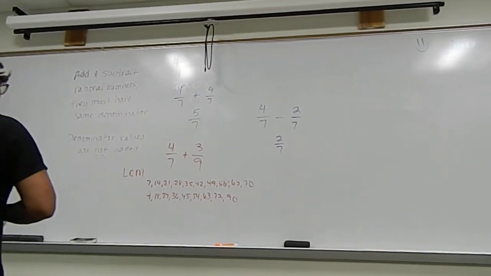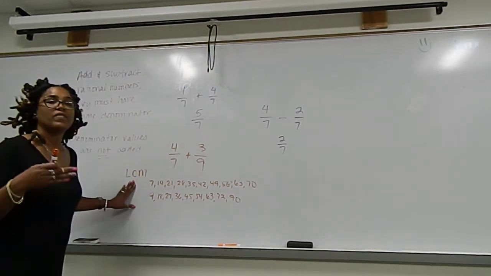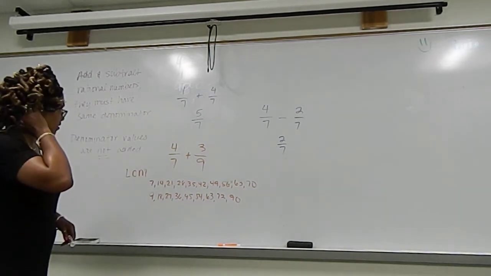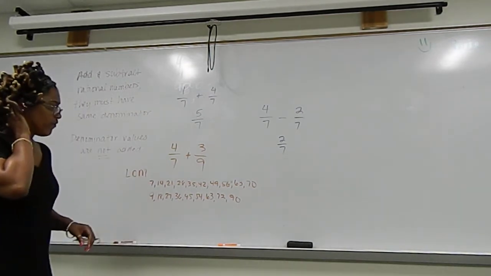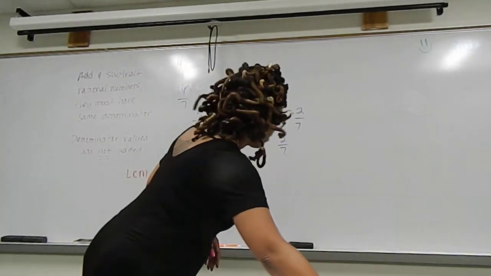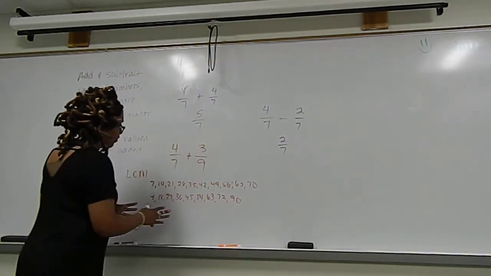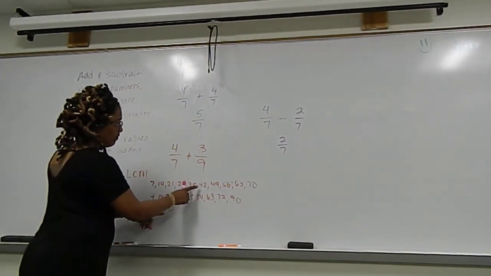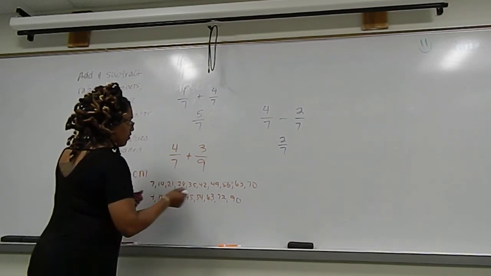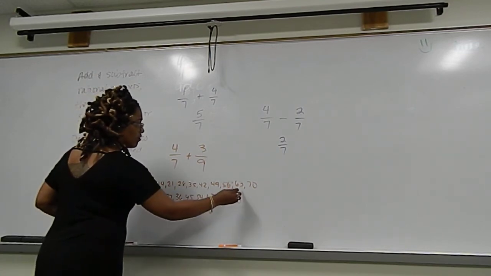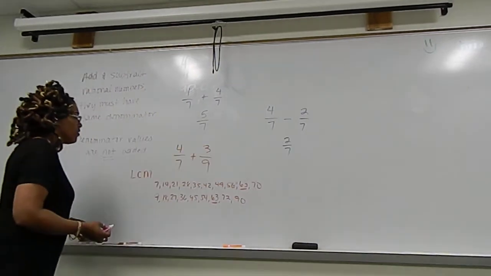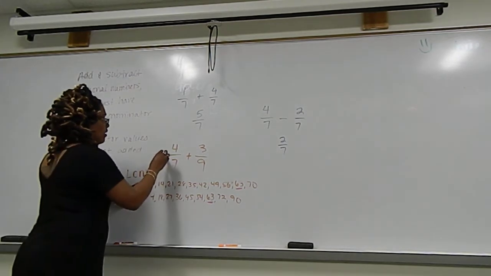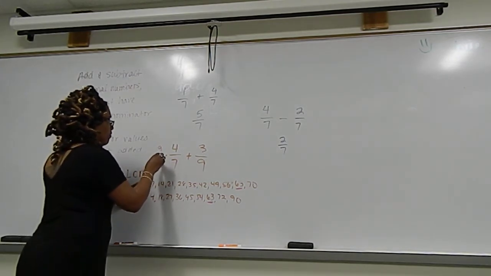So I always say, hey, list your multiples. That's going to help you find the least common multiple, the one that's not as common. Now, I think I might have time to show you something to make a little bit more sense. But for now, you list your multiples, and then you determine what number they both have. So running through here, oh, they both have 63.